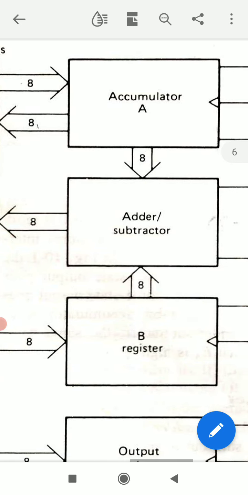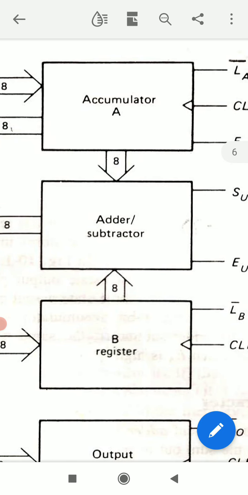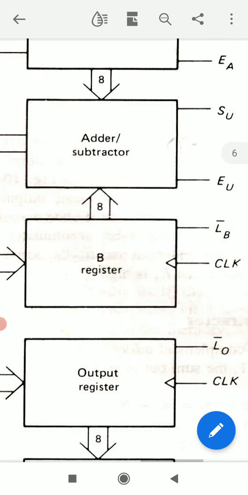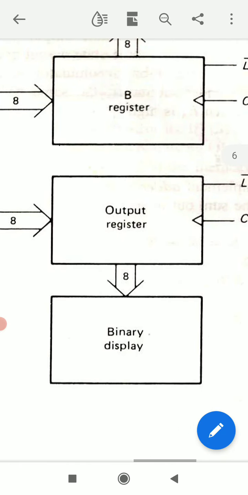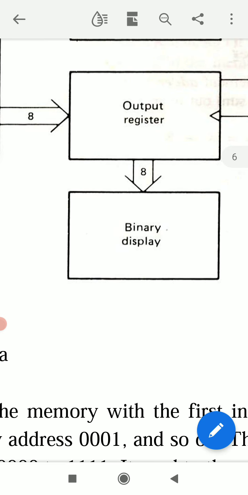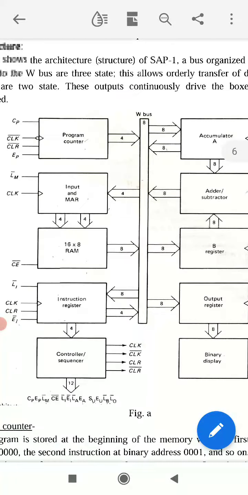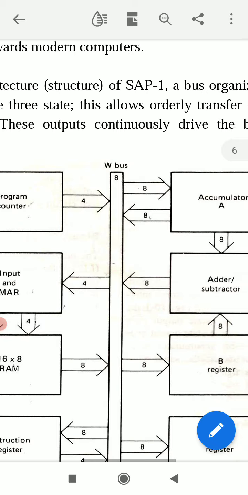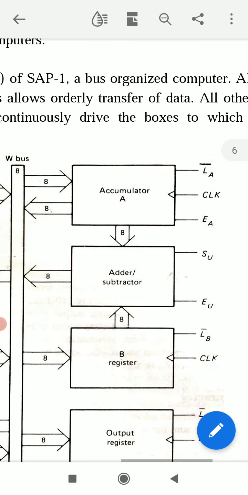On the right side of this W bus, the main parts of SAP-1 are accumulator A. It is a register known as accumulator. Then adder subtractor, then B register, then output register, and at last binary display. So these are the main parts of SAP-1. This figure shows architecture or structure of SAP-1, which is a bus organized computer.